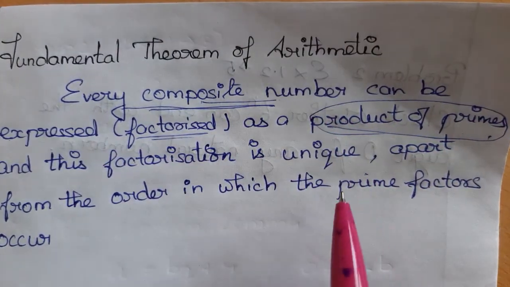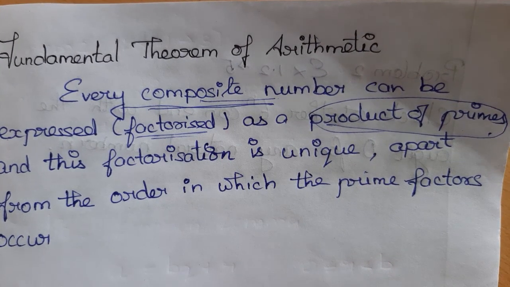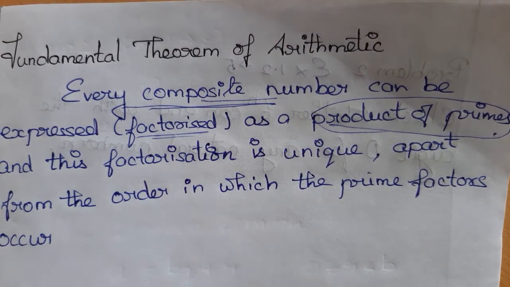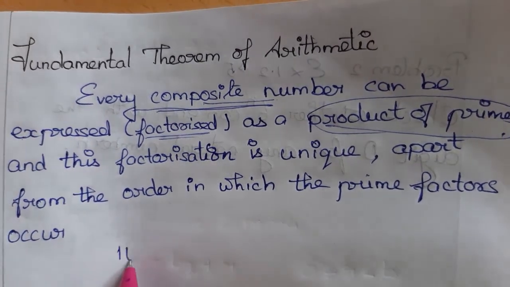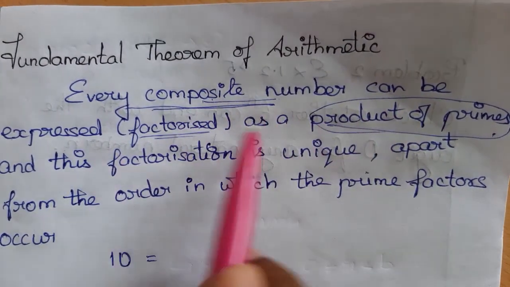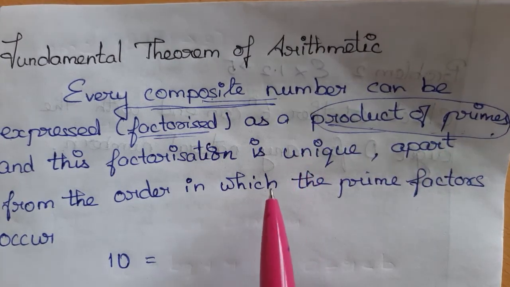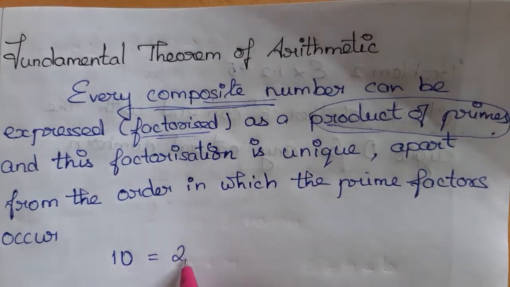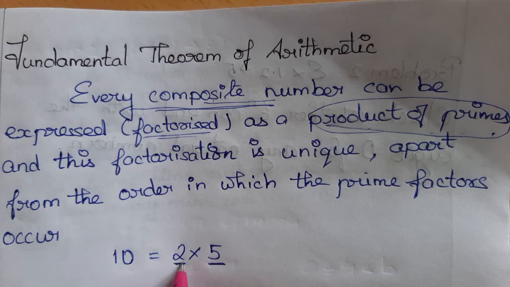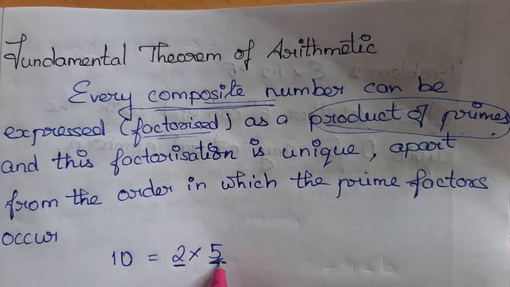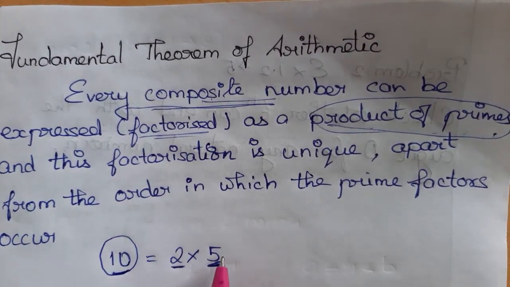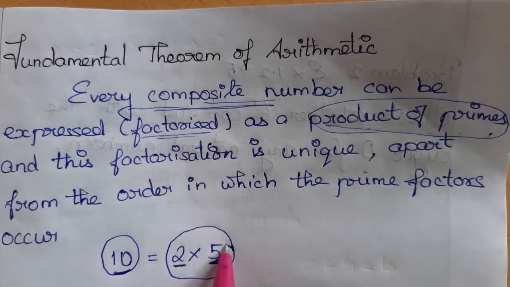The prime number, we already know, is a number which has only factor 1 and itself. So for example, I will take one composite number, 10. Then it can be expressed in the form of the product of primes. Can you see what it is? Yes, 2 into 5, where 2 and 5 are prime numbers. 2 has factors 1 and itself, and 5 has factors 1 and itself, so both are prime numbers. So 10 is a composite number, and every composite number can be expressed as a product of primes.